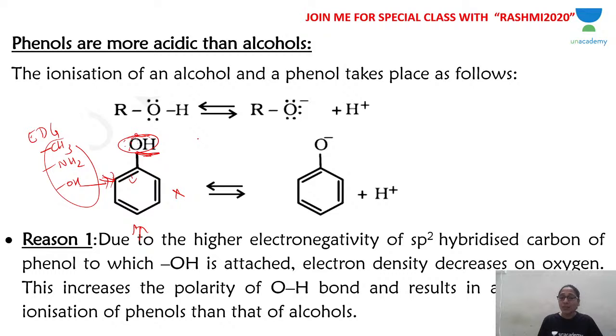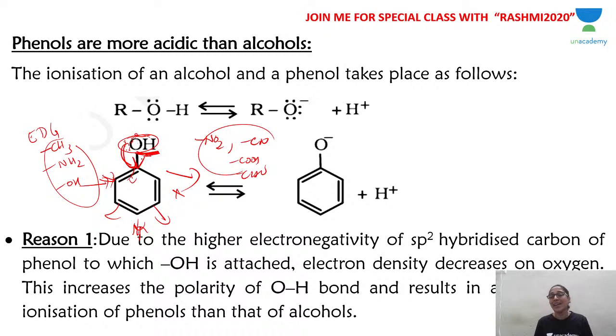But the presence of electron withdrawing groups like NO2, CN, COOH, CHO, all these groups are electron withdrawing groups. They withdraw electron from the benzene ring. So when other groups are withdrawing electron from the benzene ring, electrons are withdrawn from oxygen by the benzene ring. So the lone pair of electrons of oxygen is withdrawn. As a result, polarity increases, acidity increases. So electron donating groups decrease acidity, electron withdrawing groups increase acidity. Electron donating group decreases, D, you remember. Electron donating group decreases, electron withdrawing group increases.